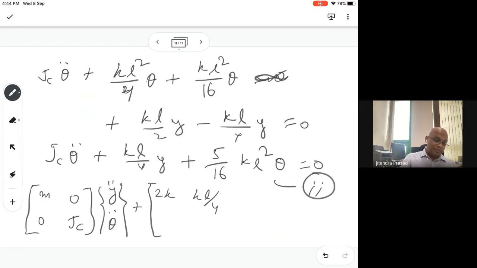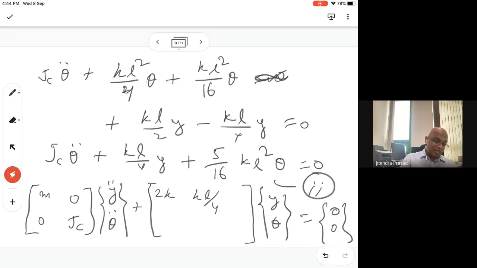Now the second equation, so let's write like this one, and here we will have y and theta equal to 0, 0. This is the equation. Now we have this from the first equation: this multiplied by this, equal to this multiplied by this, equal to 0. So the first equation is complete. Second, we have to write this one. And how do we do that?